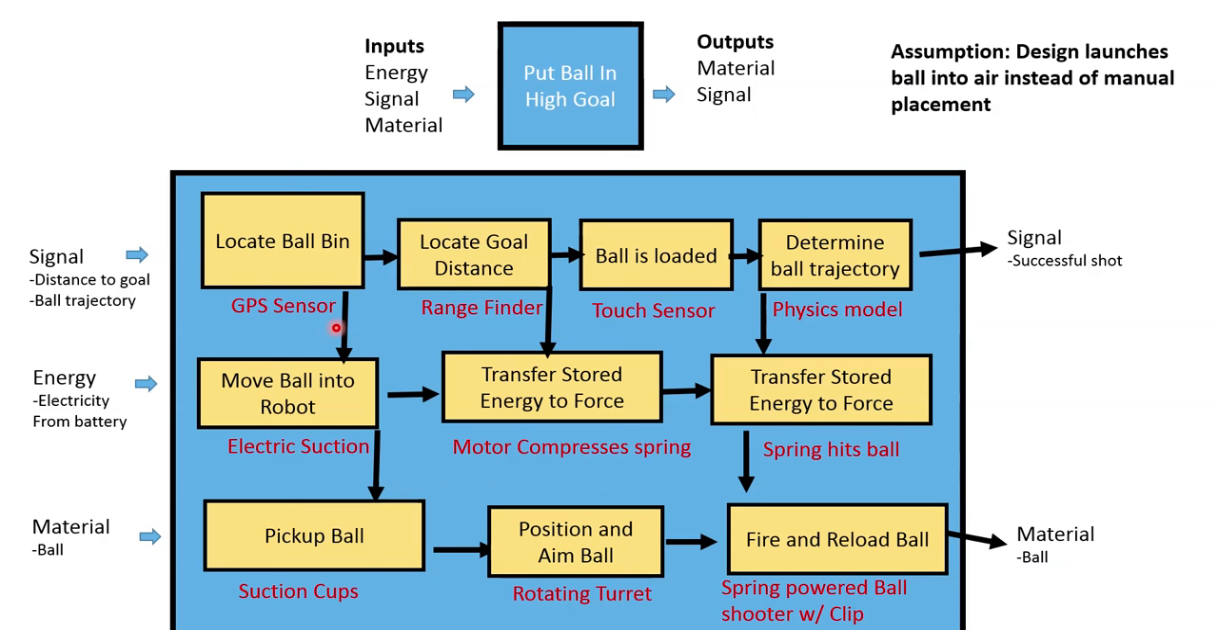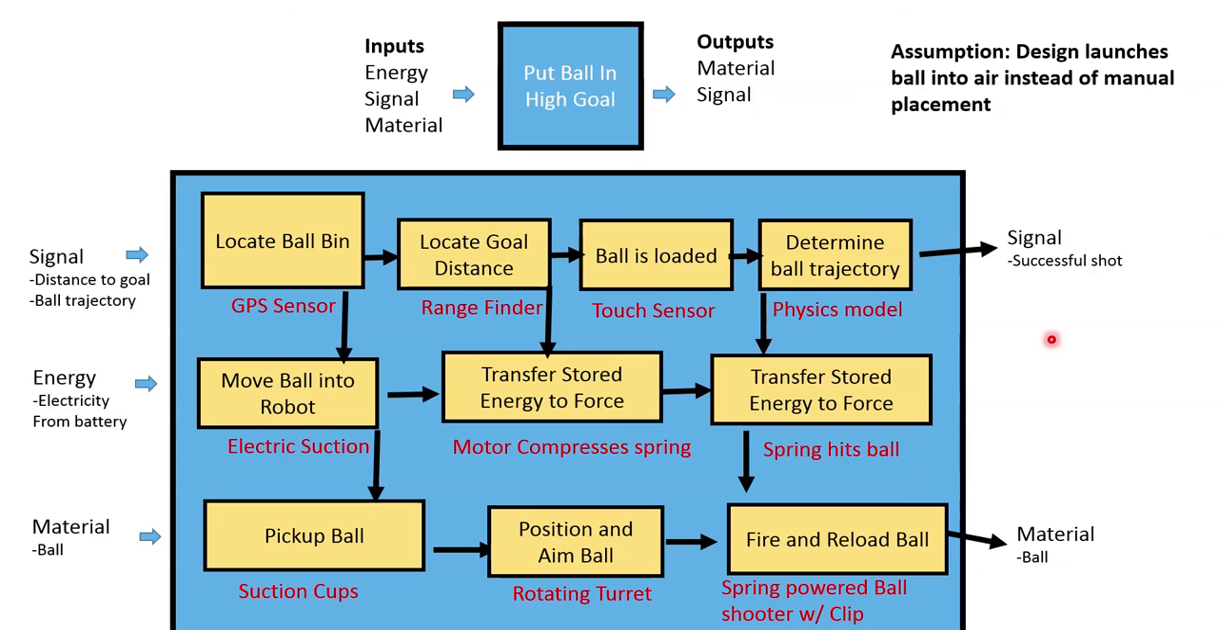So these arrows just tell us to make sure that whatever function you come up with here can be connected to some function you come up with here. Bottom line is you can perform all these functions with different methods. To locate the ball bin, we could use a GPS sensor. To locate the goal distance, we could use a rangefinder. To make sure that the ball is loaded, we could use a touch sensor. And to determine the ball trajectory, we could make a cool physics model.